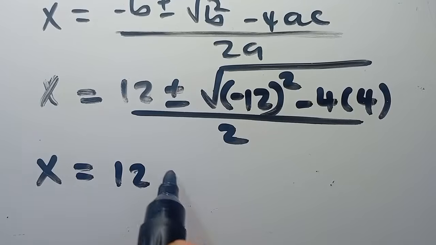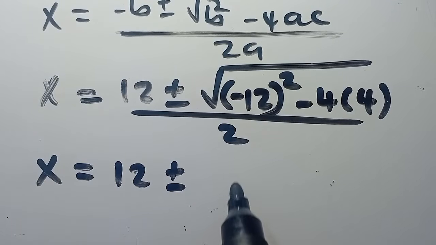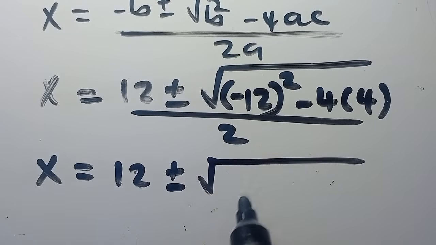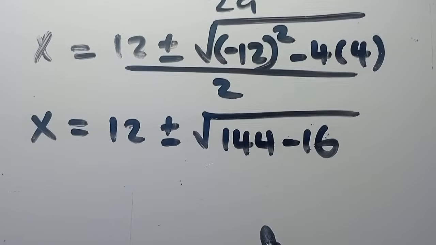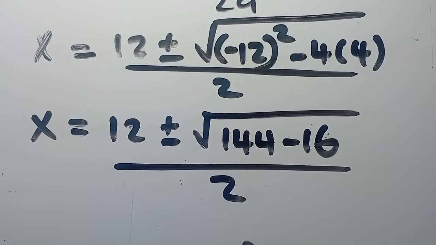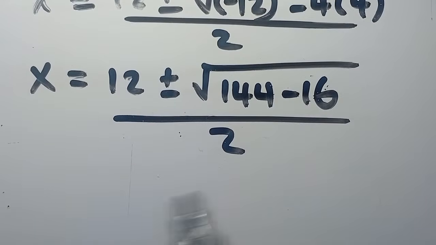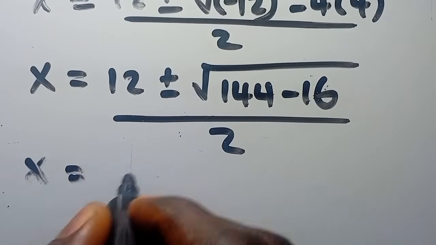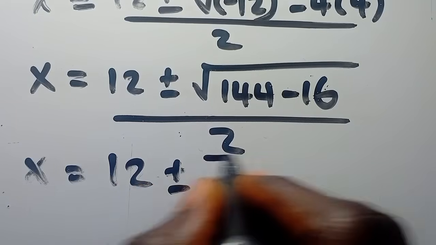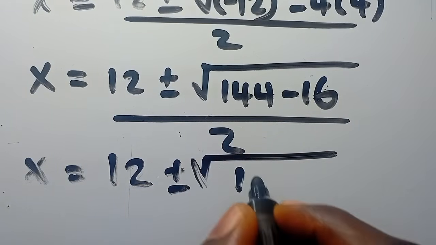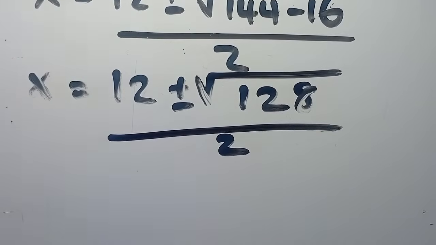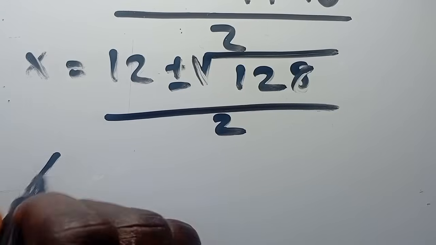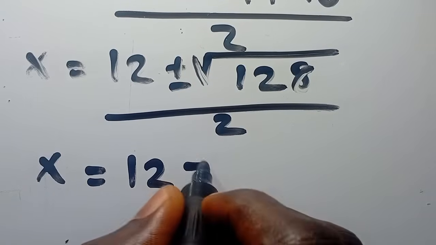x equals 12, positive or negative, root of 144 minus 16, over 2. So from here we have x equals 12, positive or negative, 144 minus 16 will be 128, then over 2. So from here we have x, 12, positive or negative.